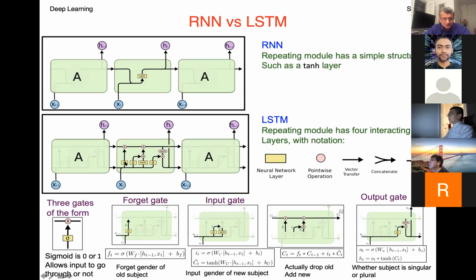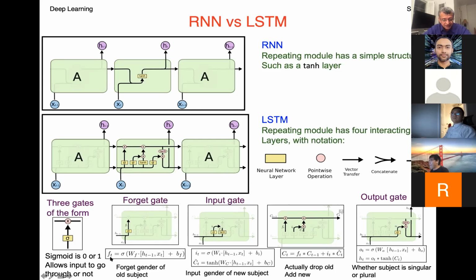And let's take a look at what all this is. There are three gates of the form here, what are called the forget gate, input gate, and output gate. And a sigmoid again is a 0 or 1, allows input to go through or not. That is a very simple gate, right? So what is this forget gate? This first thing here is called a forget gate.